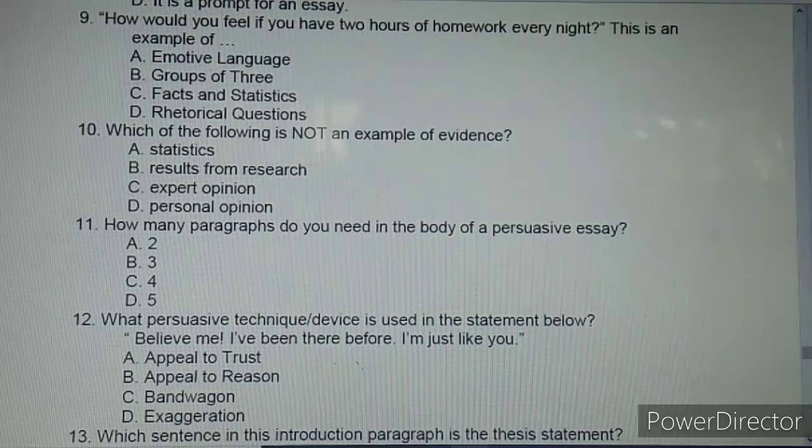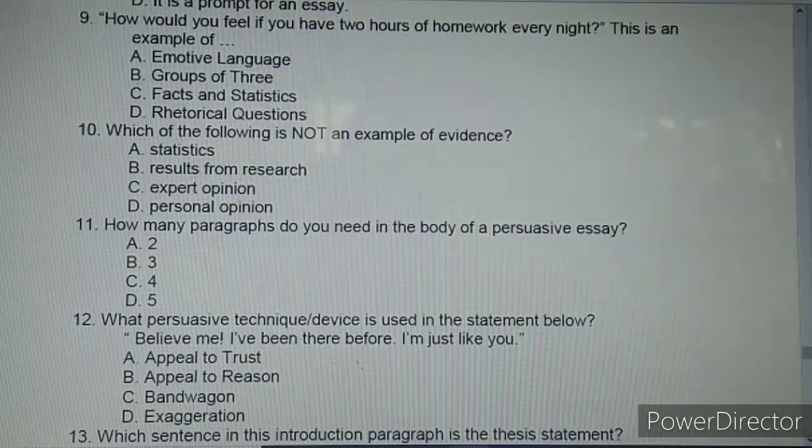Now let's proceed to number 11. How many paragraphs do you need in the body of a persuasive essay? A. 2, B. 3, C. 4, or D. 5. What is the correct answer for number 11? The correct answer for number 11 is letter D, which is number 5.